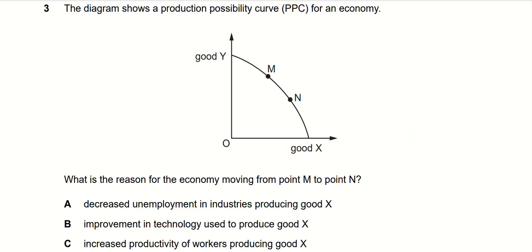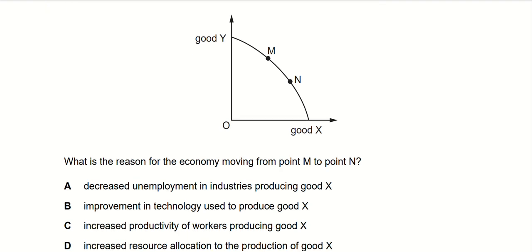Okay, number 3, the diagram shows a PPC for an economy. What is the reason for the economy moving from point M to point N? A decrease in unemployment in industries producing good X. Not necessarily. Improvement in technology used to produce good X. Increased productivity of workers producing good X. Increased resource allocation to the production of good X. That is right. So your answer is option D.